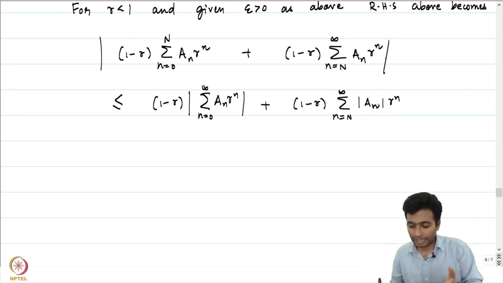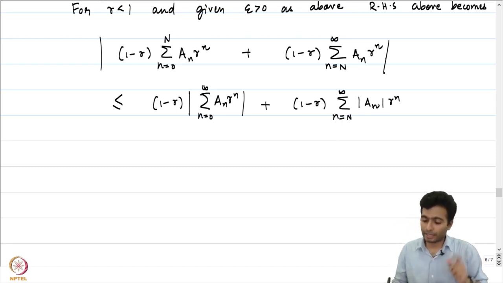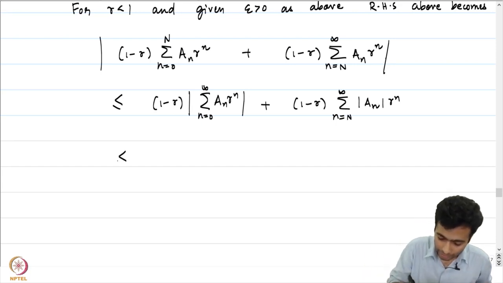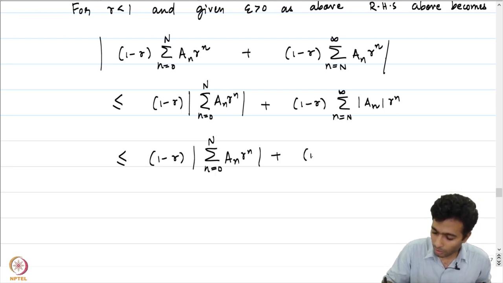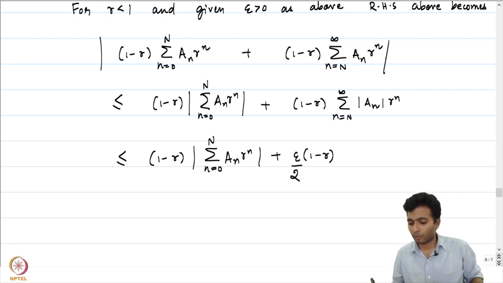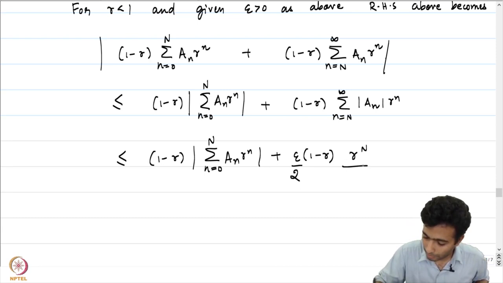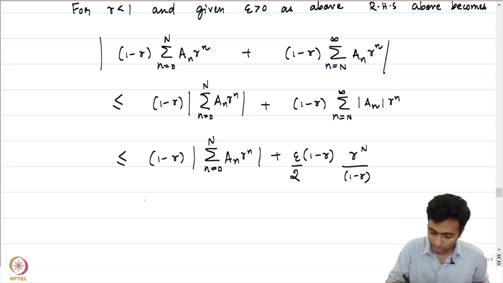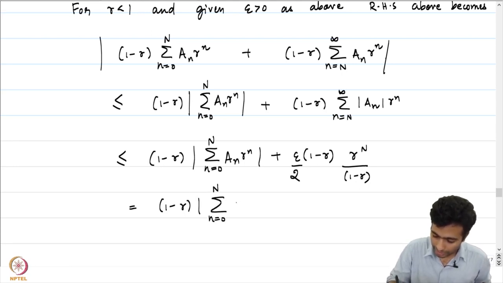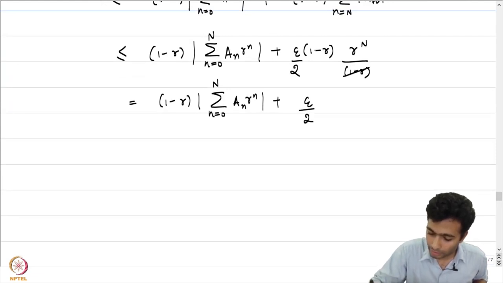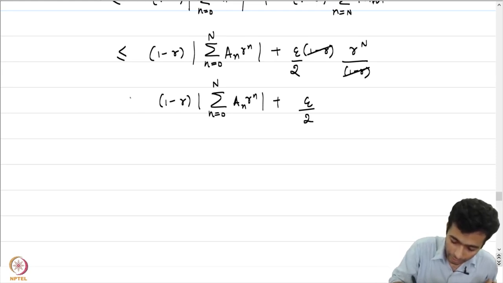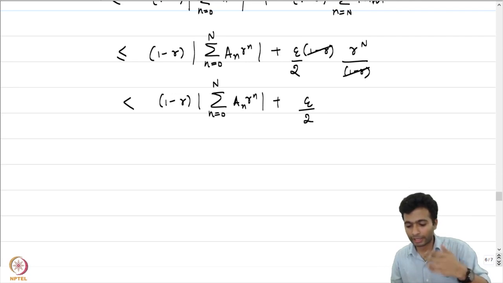And we took capital N in such a manner that the term mod a n is less than epsilon by 2. I just changed it to by 2 so that I'll be able to write that here. So this is less than or equal to 1 minus r times summation n is equal to 0 to, not infinity here, it will be capital N, a n r to the power n, plus 1 minus r into epsilon by 2. And what remains is a geometric series, which we know converges to r to the power N by 1 minus r for r less than 1. This precisely is equal to 1 minus r times the first term, which we have not addressed yet, we will come to that in a minute, plus epsilon by 2. This cancels off, and remember that r is less than 1, so this is in fact less than epsilon by 2. So the second term is bounded for N large enough.